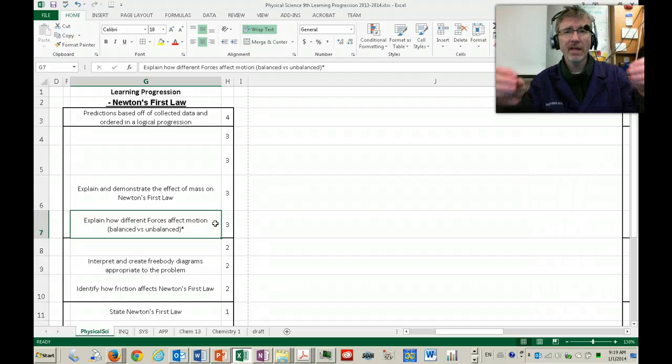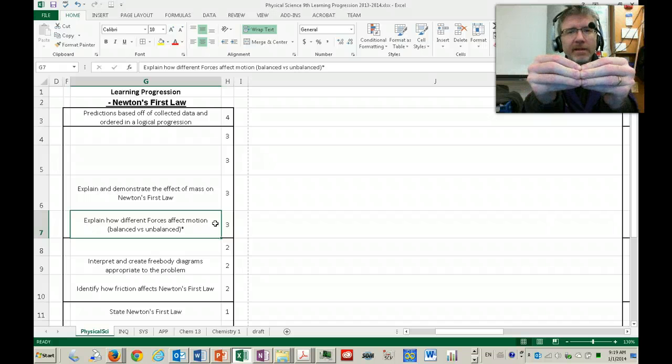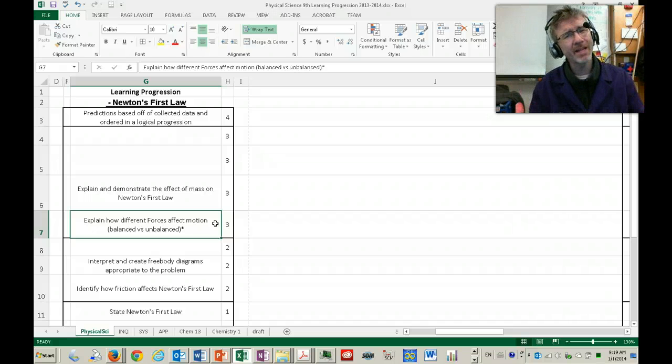Balanced versus unbalanced. If forces are balanced, like tug of war, nobody's moving, things stay at rest, or at constant velocity, pushing the same, velocity doesn't change. No net force, no acceleration. No net force means balanced forces. Unbalanced forces mean acceleration in the direction of the unbalanced force.